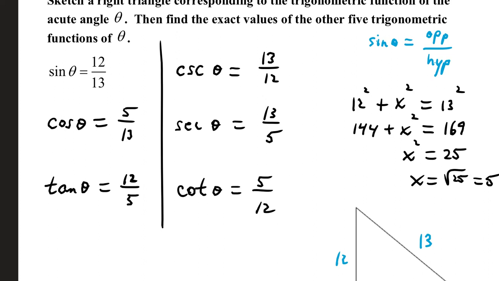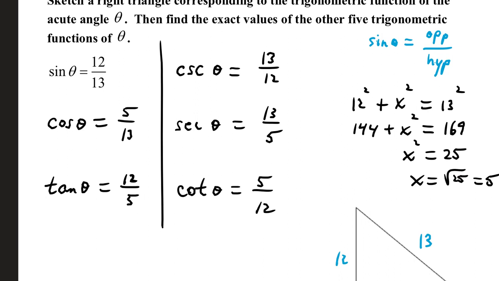Sine is opposite over hypotenuse. So where your theta is, opposite over hypotenuse needs to be 12/13. From the Pythagorean theorem, 12 squared plus the unknown squared has to equal 13 squared. X squared is equal to 169 minus 144. That's 25. So we take the square root and we get this side of length 5.